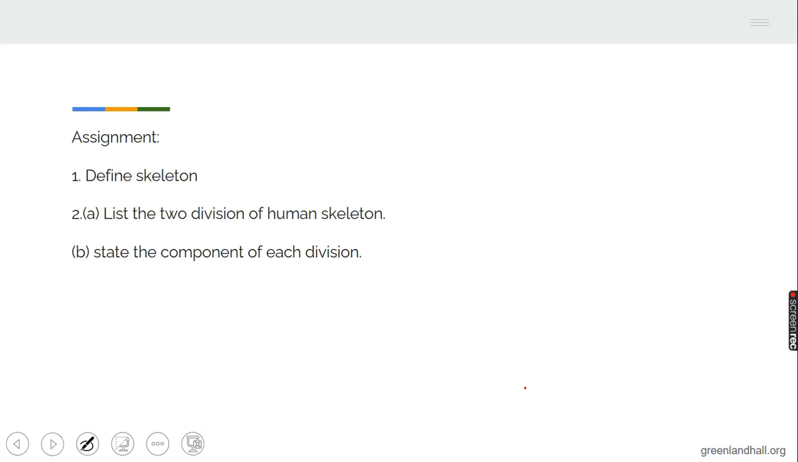Now, we have these assignments for us. You are to define the skeletal system, to list the two divisions of the human skeleton, and to state the components of each division.